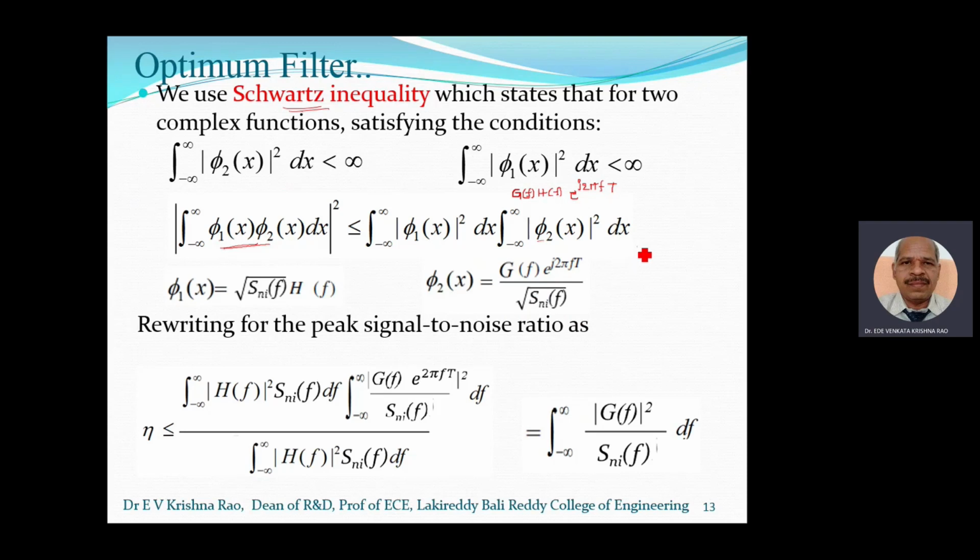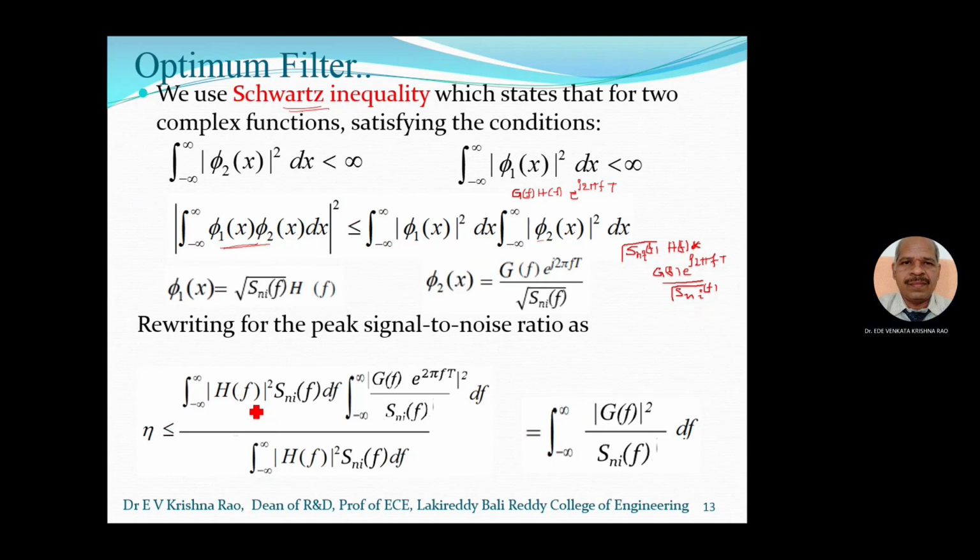So here, root of Sni of f times h of f is phi 1, multiplied with g of f e power j2 pi f t divided by root of Sni of f, which is phi 2 of x. So that is how, because of this Schwarz inequality condition, we can write it back.